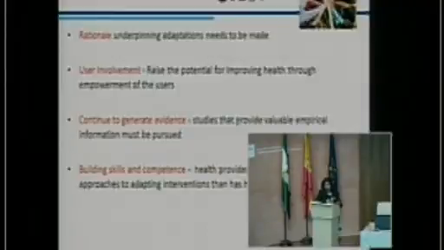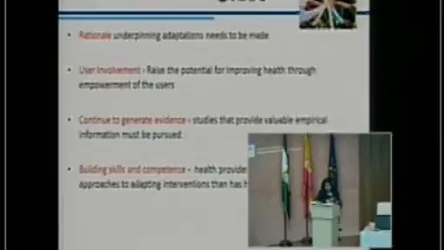The way forward is the following. We need to understand the rationale for adaptation. I think it's very important before we set off all these adaptations. User involvement, the target group, getting them, it's really the basis for improving health, and it's empowering the users. Because unless we empower the users, health promotion is of absolutely no value.